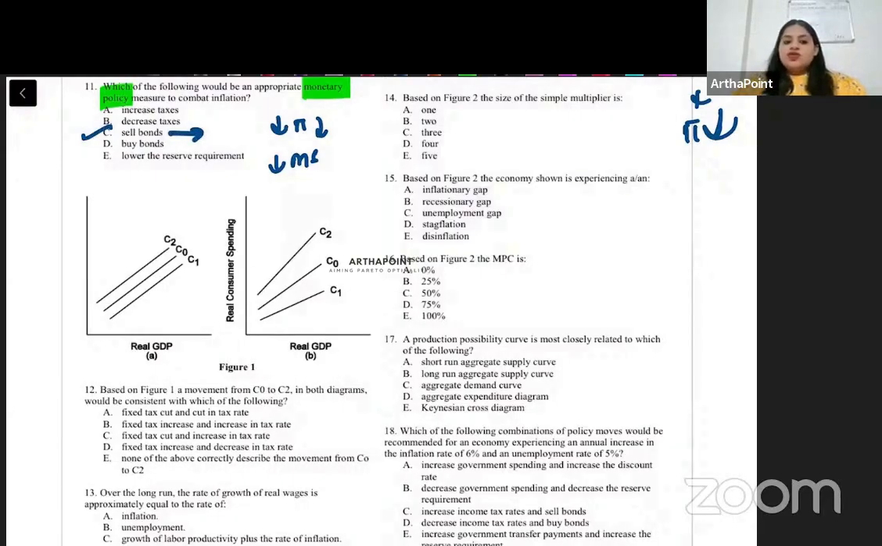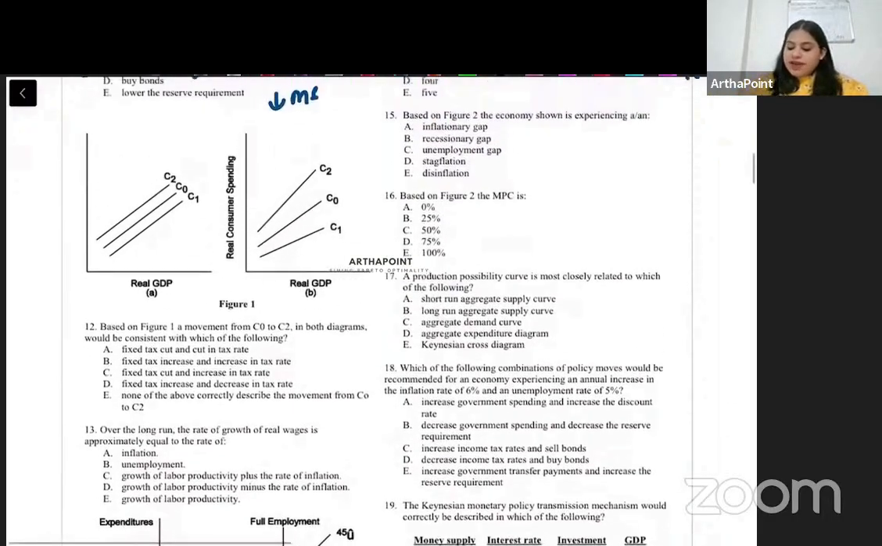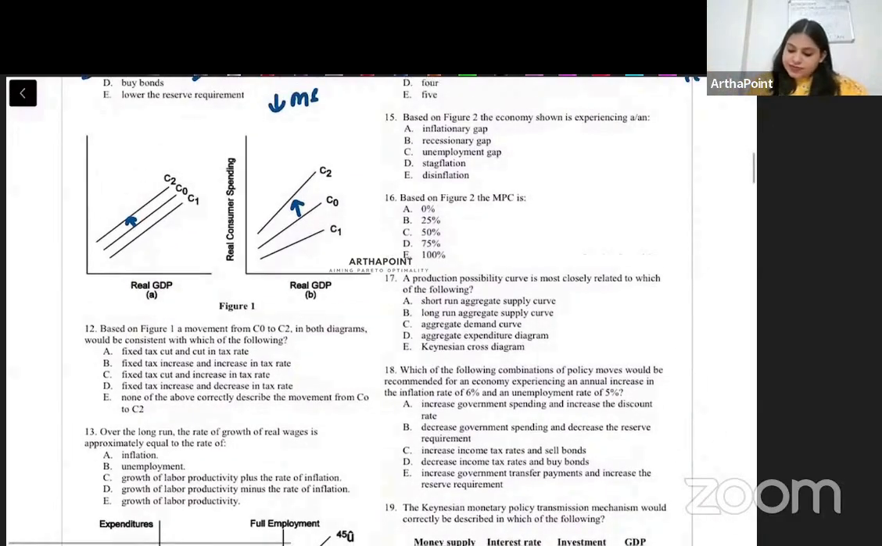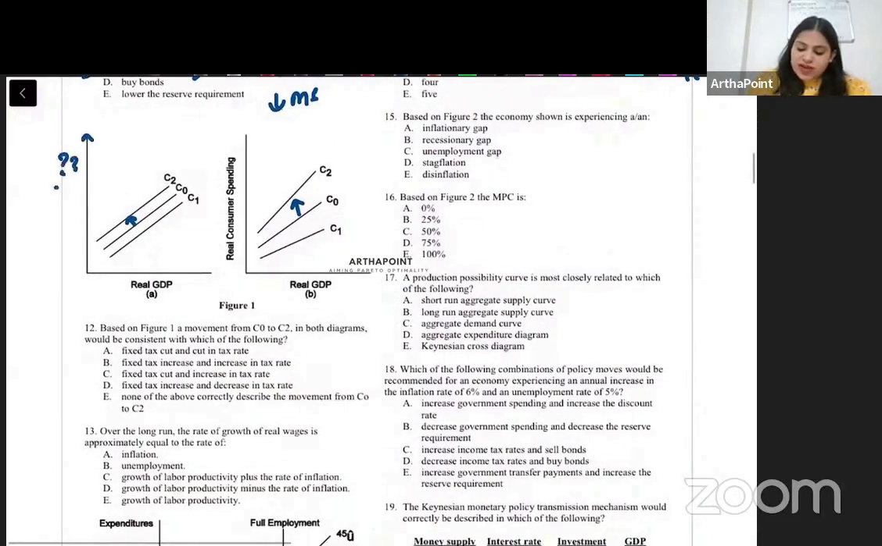Okay, beta, come to the next question. Based on figure 1, a movement from C0 to C2 in both diagrams would be consistent with which of the following? So you are going from C0 to C2, beta, and it asks which of the following would be correct in this case. I think I missed out what should be written on the y-axis, but still, let us try to think what the answer can be.